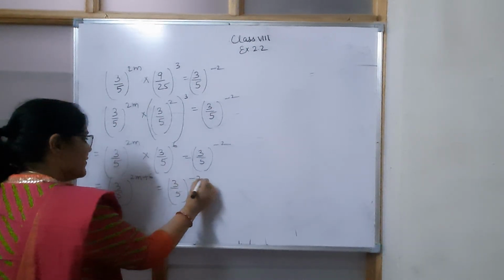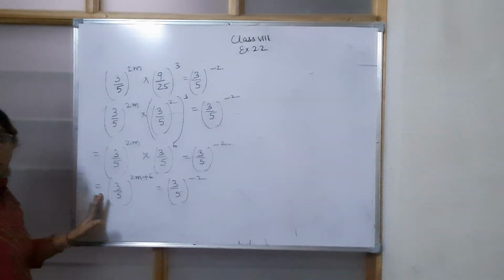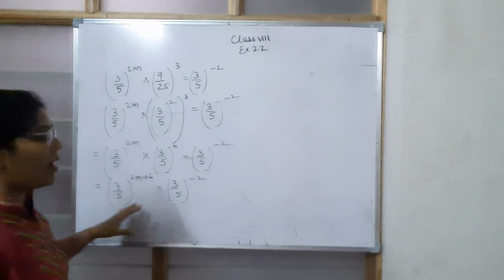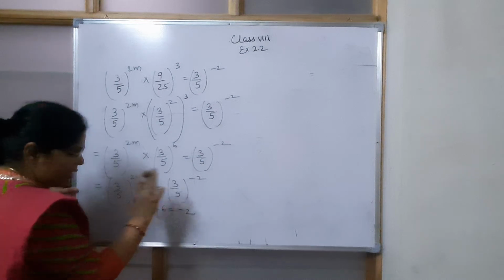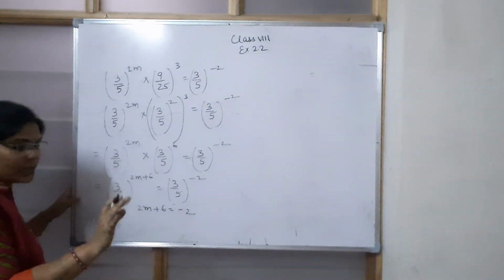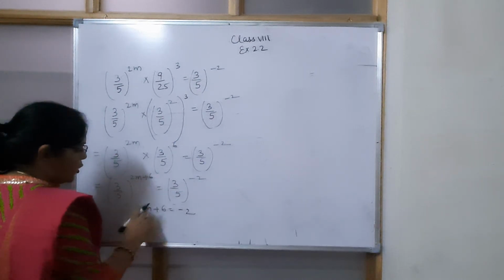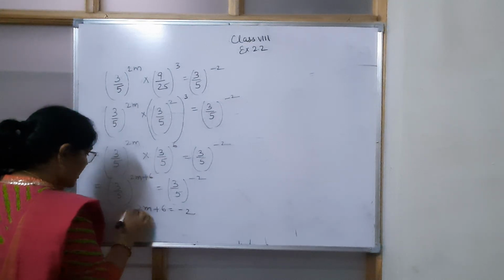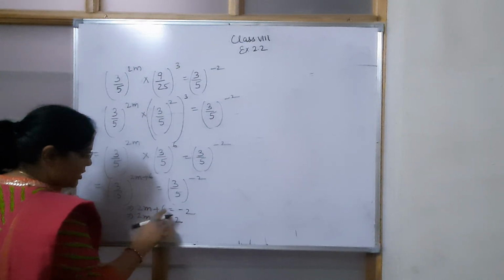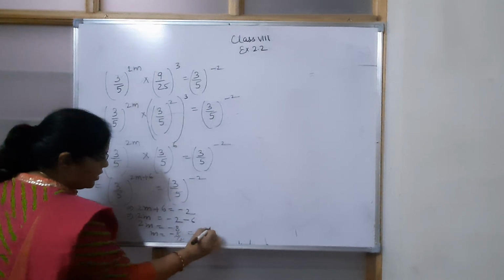Now, since the bases are the same and the equal to sign is there, the powers will also be equal. So 2m plus 6 is equal to minus 2. I have already explained this concept. Now 2m is equal to minus 2, and this plus 6 will become minus 6 here. So 2m will be minus 8, and m will be minus 8 upon 2, which is minus 4.